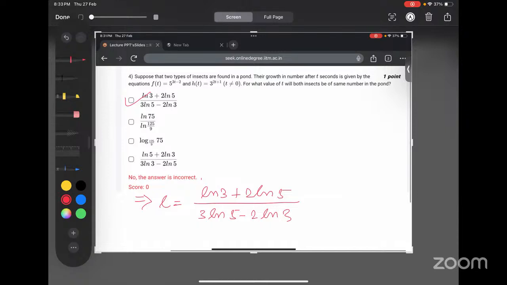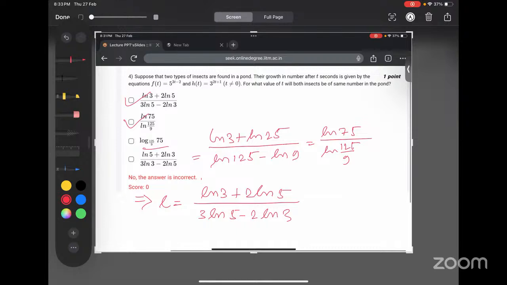This can also be written as ln 3 plus ln 5 squared, that means ln 25, divided by ln 5 cubed, that means 125, minus ln 3 squared, that means 9, right? So from here we get 25 into 3, means 75, so ln 75 by ln 125 by 9. That is the second option.